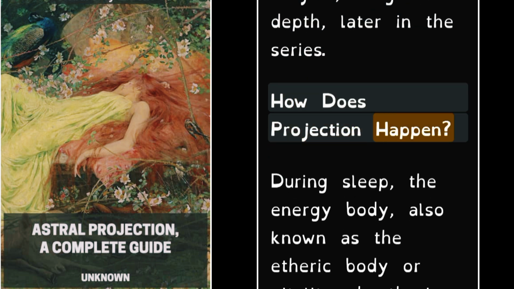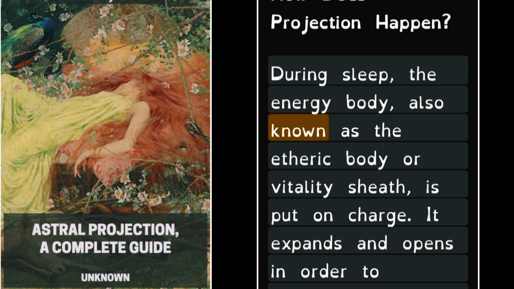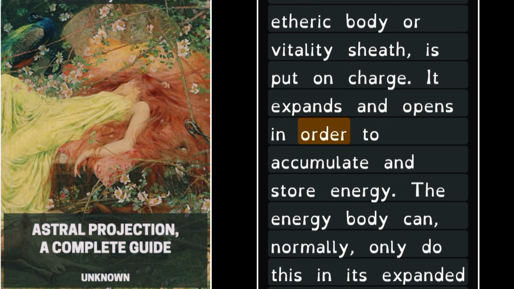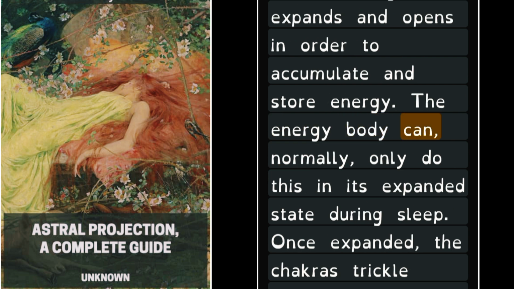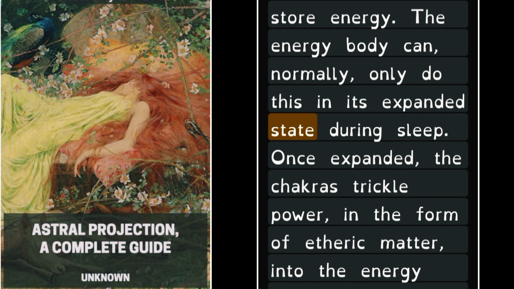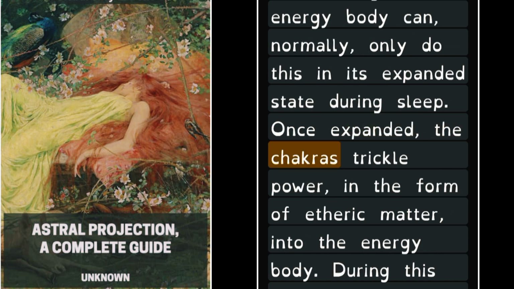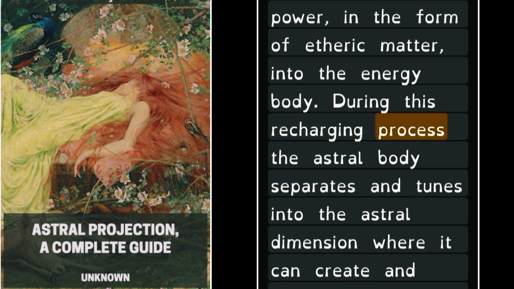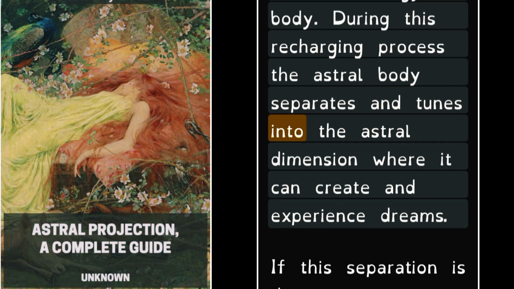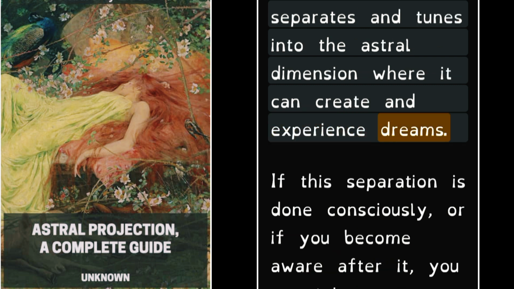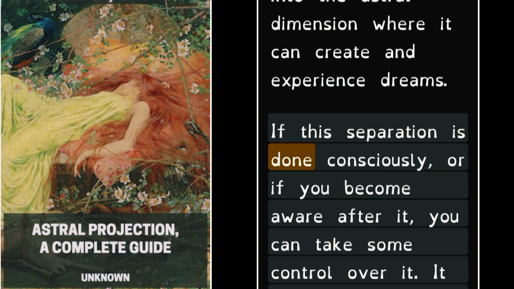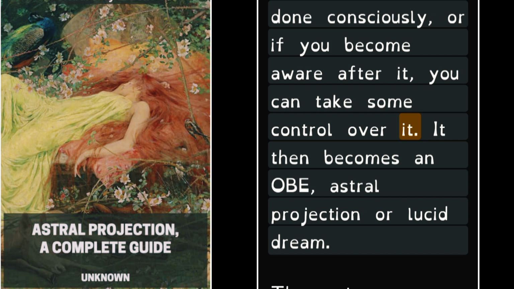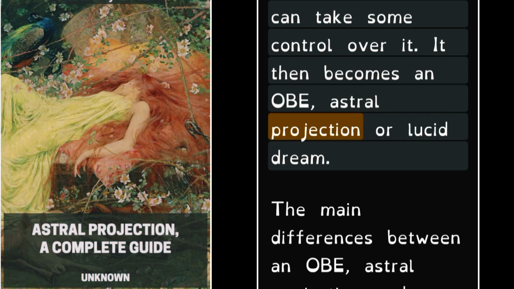How does projection happen? During sleep, the energy body, also known as the etheric body or vitality sheath, is put on charge. It expands and opens in order to accumulate and store energy. The energy body can normally only do this in its expanded state during sleep. Once expanded, the chakras trickle power in the form of etheric matter into the energy body. During this recharging process, the astral body separates and tunes into the astral dimension where it can create and experience dreams. If this separation is done consciously, or if you become aware after it, you can take some control over it. It then becomes an OBE, astral projection or lucid dream.